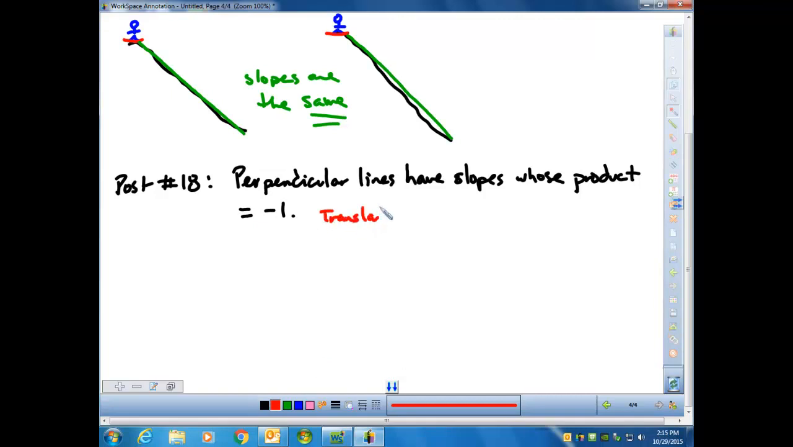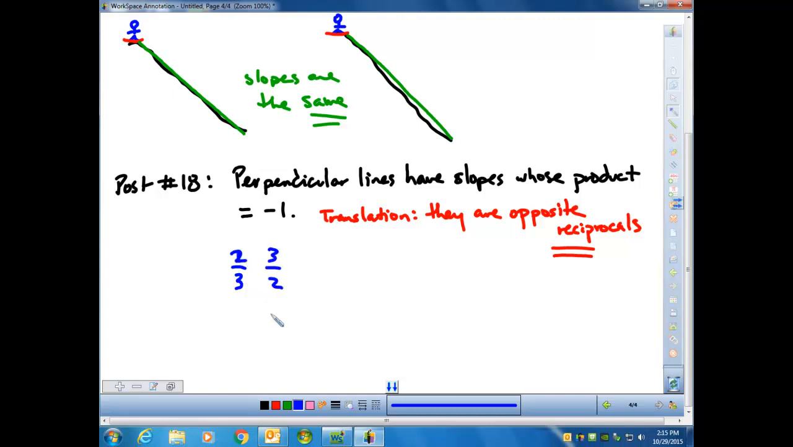All right, but I guess what I would rather say is I don't really think of it this way. I think of it as these are slopes that are opposite reciprocals. There's two things there. One means that one is positive and one is negative, and then it also means that one is flipped upside down from the other. Some teachers call those flippicals. So I could have a slope of 2/3. Its opposite reciprocal is -3/2. I could have a slope of 5/7. Its opposite reciprocal is -7/5. And -1/3 has an opposite reciprocal of 3/1.